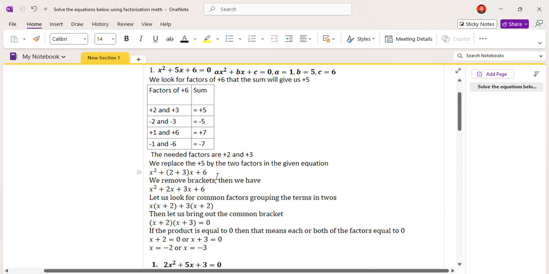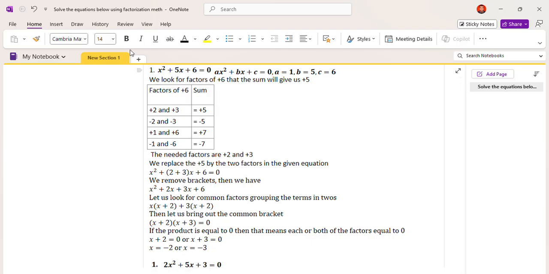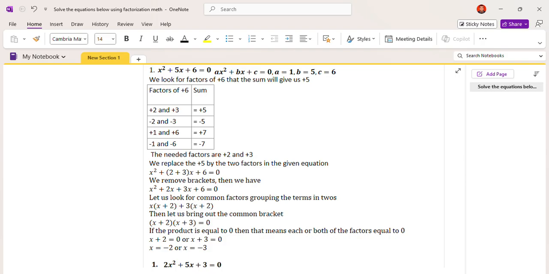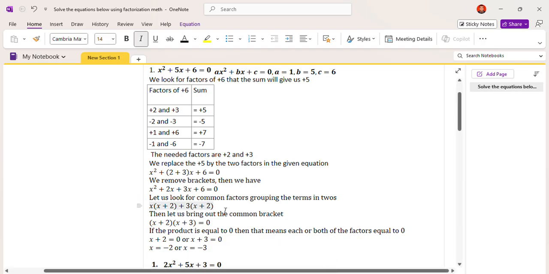Now everything here ought to be equal to 0. Because it is an equation we are solving, each of them ought to be equal to 0.